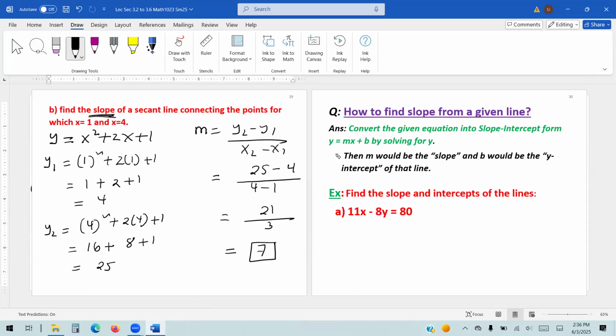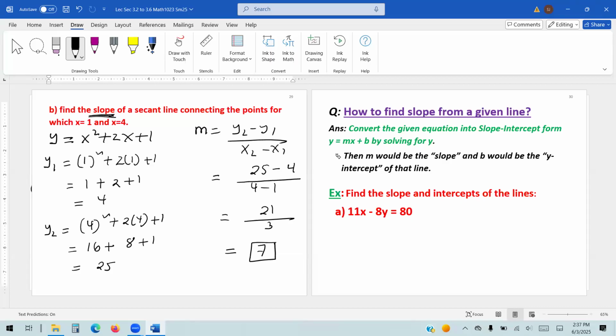Oh, I didn't show you that. Okay, so now we are finding the slope not from 2 points, but from a line. How do you identify slope from a given line? In order to find the slope, we want to convert the line into a format where the slope is given.